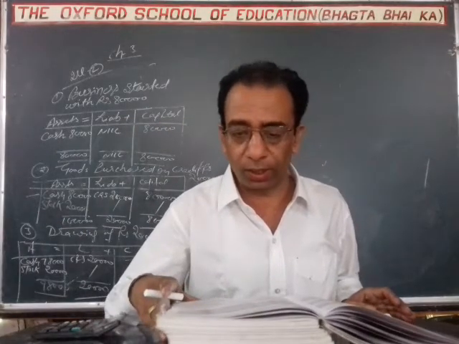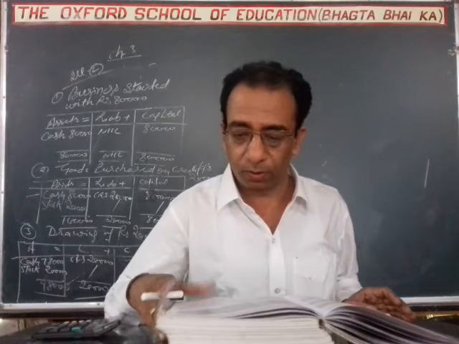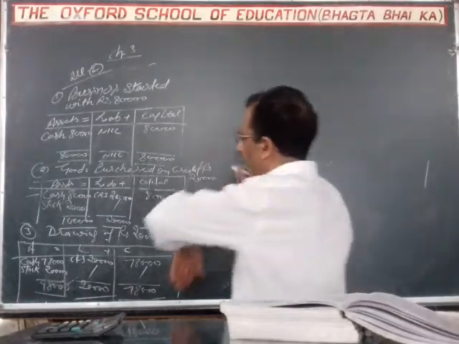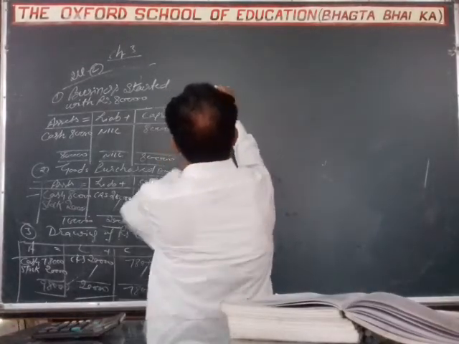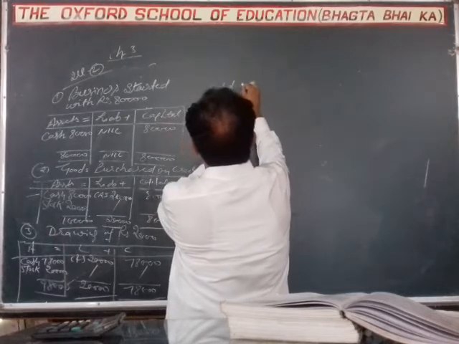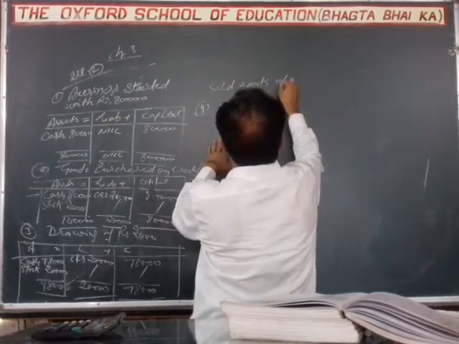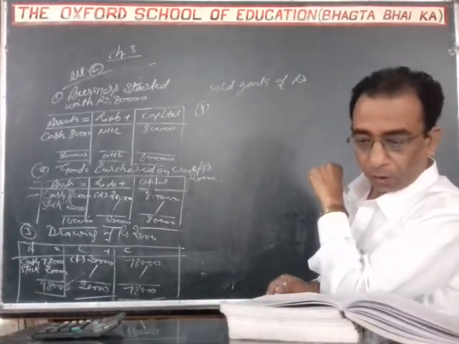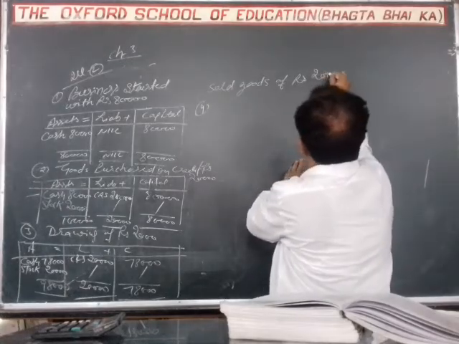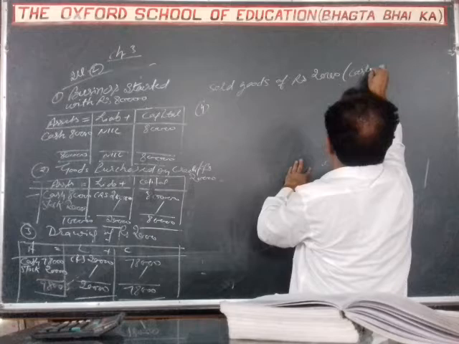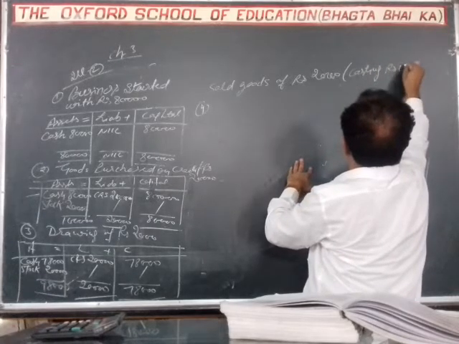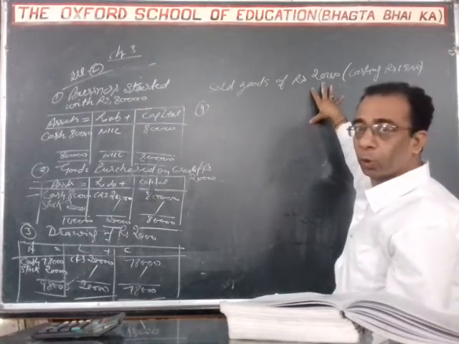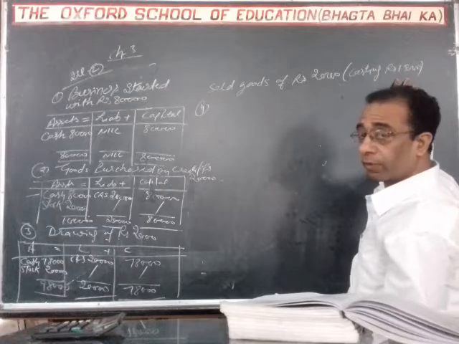Sold goods on credit of 20,000. Now this is table number 4. Sold goods of rupee 20,000, costing rupee 15,000. Student, we sold the goods for rupee 20,000. Cash comes to us 20,000, but stock gone from us is only 15,000 rupees.